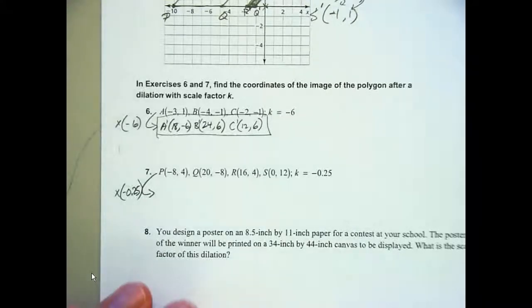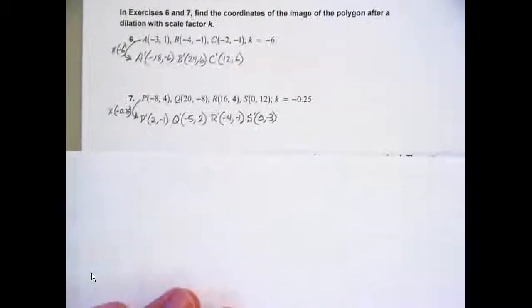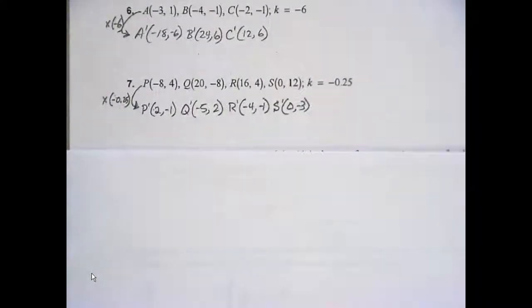All right, I'm going to go ahead and put up the answers for the next ones there. You multiply it by 1/4, or -1/4. You should get P prime is 2, -1, Q prime, -5, 2, and R prime, -4, -1, S prime, 0, -3. If you quit playing with your pens, you'd be done. Okay? All right, we'll do the other two a little later.